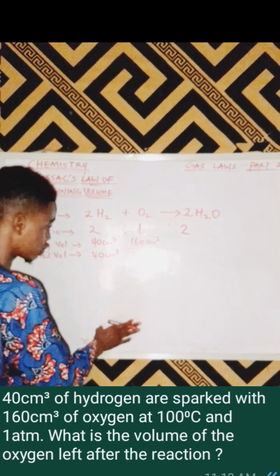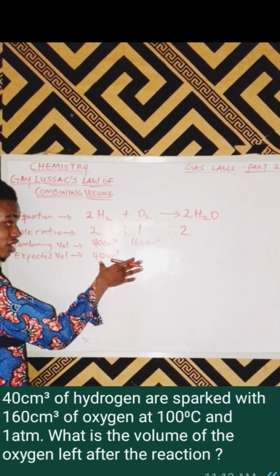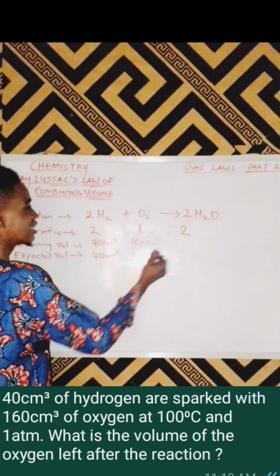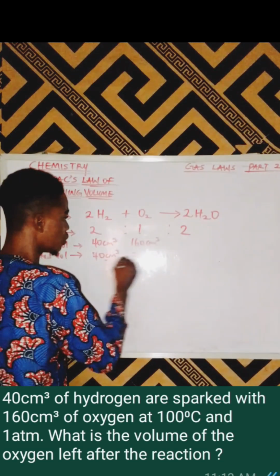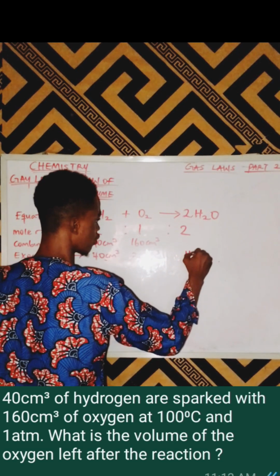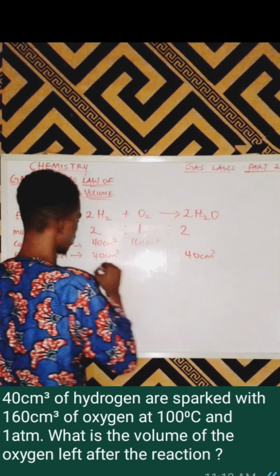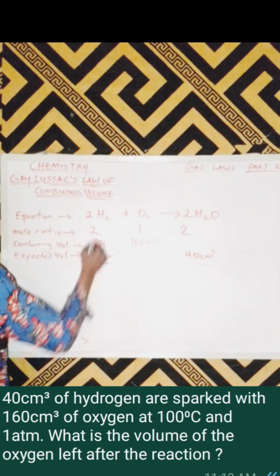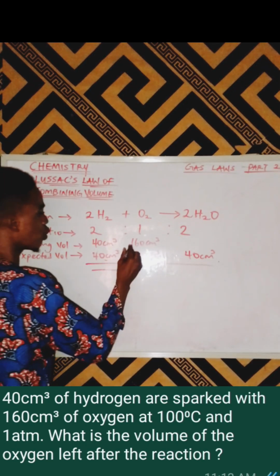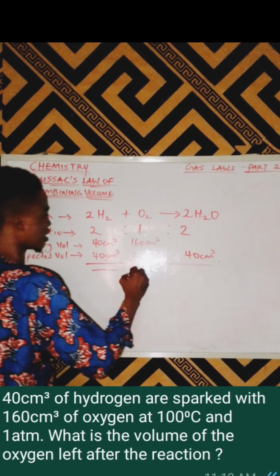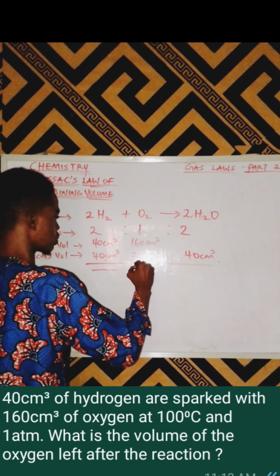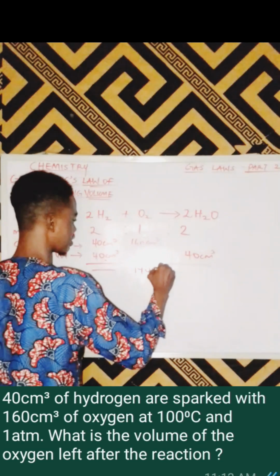If you don't understand the calculation, you should understand the theoretical aspect. Now if here is 20, since they have the same ratio, here will be 40 cm³ also. So I'm going to subtract. This one is 0. 160 minus 20 is going to be 140 cm³.